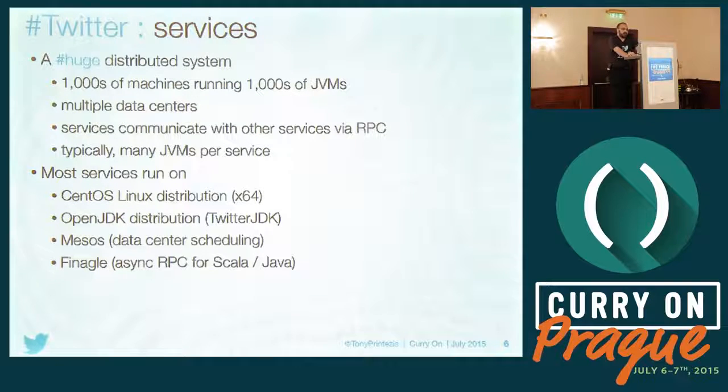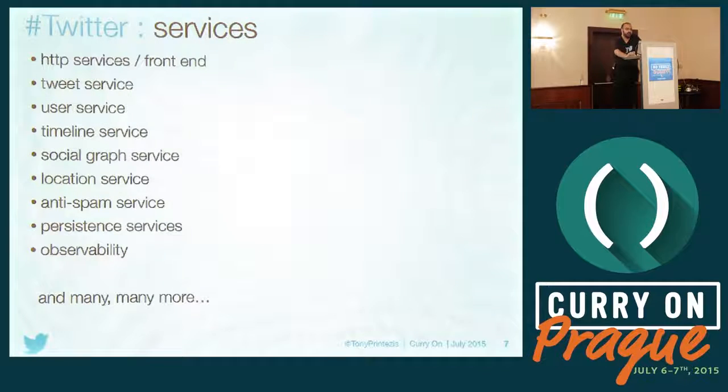Data center scheduling is done by Mesos. We actually have a pretty hefty Mesos team that also collaborates with Mesosphere. And for the asynchronous RPC for Scala and Java, we use Finagle, which I believe started from Twitter. It's open source, but all of the contributors are still at Twitter.